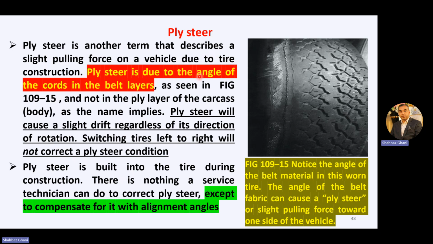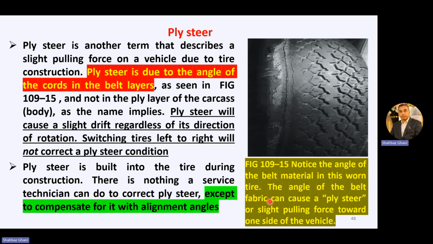Ply steer is due to the angle of the cord in the belt layer. So the ply steer is due to the angle of the cord in the belt layer. In a radial tire, it is up to 20 degrees, and in a bias tire, it is from 35 to 40 degrees. As seen in the figure, figure 109, notice the angle of the belt material in this worn tire.